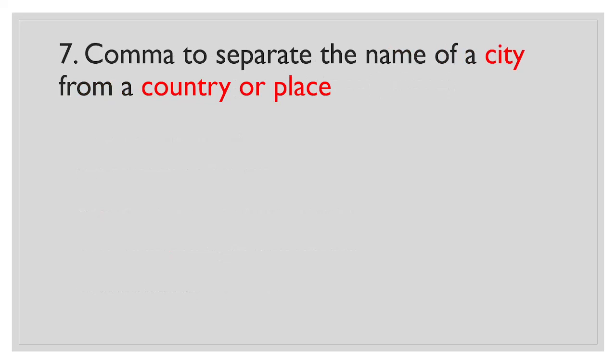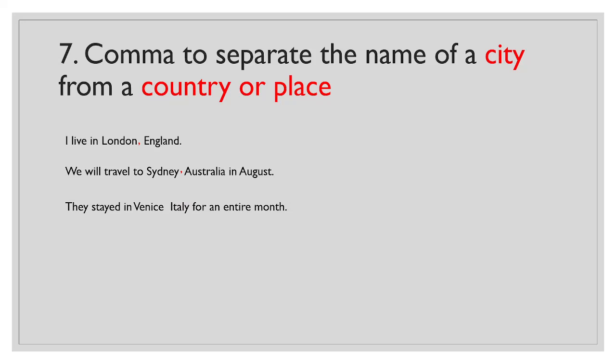You can use a comma to separate the name of a city from a country or place. I live in London, England. We will travel to Sydney, Australia in August. They stayed in Venice, Italy for an entire month. She moved to Corfu, Greece last year.